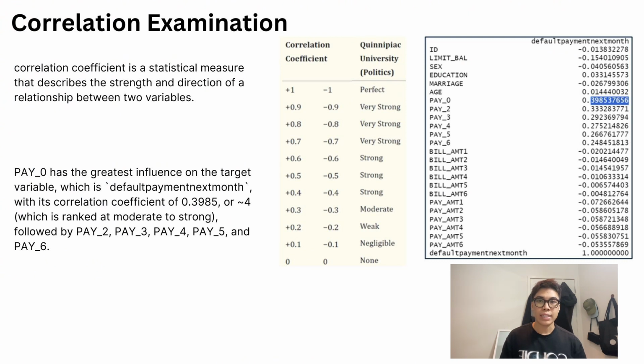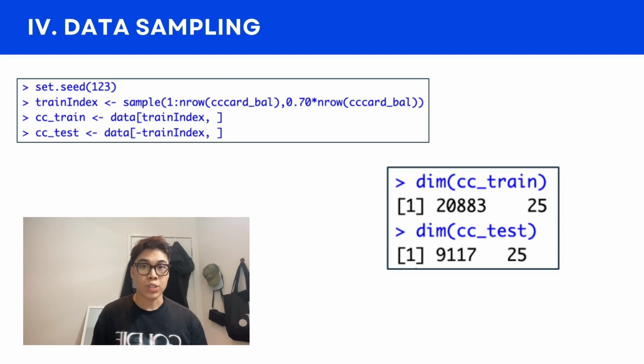You can see pay 0 has the greatest influence on the target variable, which is default payment next month, with its correlation coefficient of 0.3985, or approximately 0.4, which is ranked as moderate to strong, followed by pay 2, pay 3, pay 4, pay 5, and pay 6. So let's get to the next section, which is data sampling.